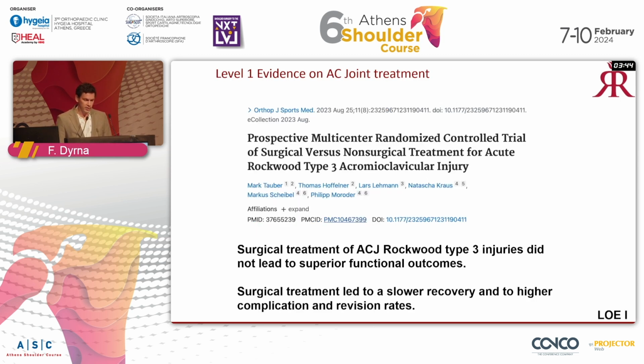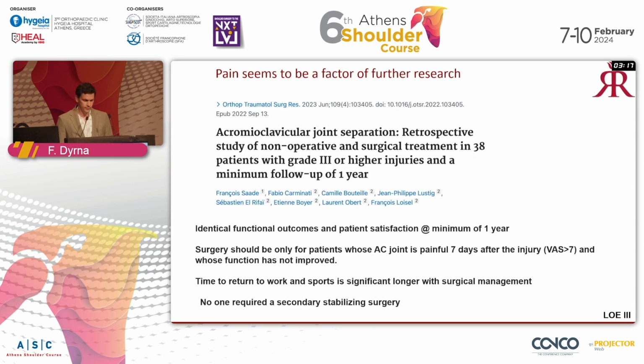The next one is a level 1 study. So we actually have level 1 evidence that a non-surgical treatment option is as equal, if not superior, to a surgical treatment. So this would make it really hard to argue nowadays for opting for operative treatment as the first-line choice for an AC joint type 3 injury, especially when we look at the slower recovery time and higher complication rate for operative treatment.